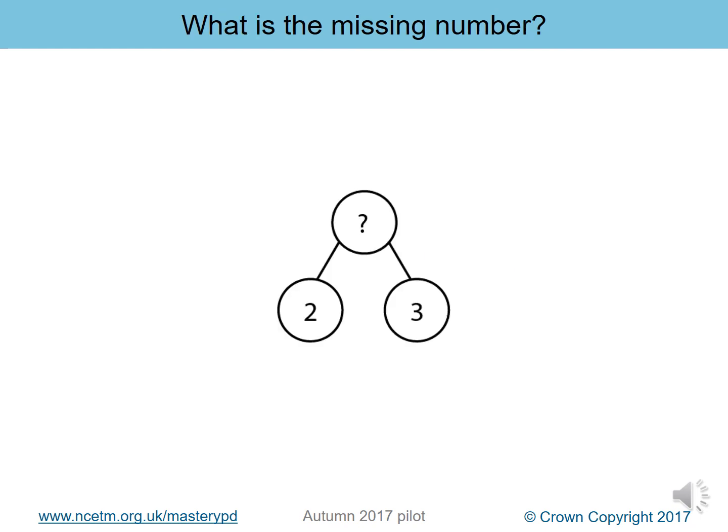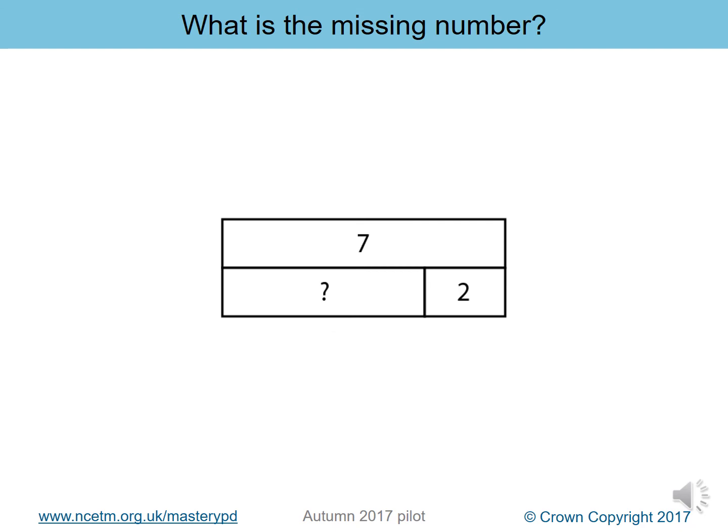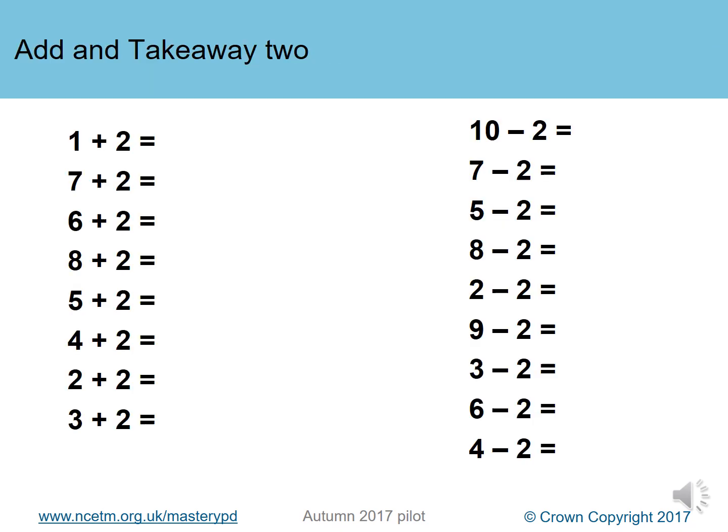What's the missing number this time? 3 and 2 more. 3 is an odd number. 2 more gives us a 5. This time we've got another odd number, 7. Adding 2. What do we add to 2 to make 7? It is 5. Okay, so quite tricky today, quite a lot to take in, whole class.